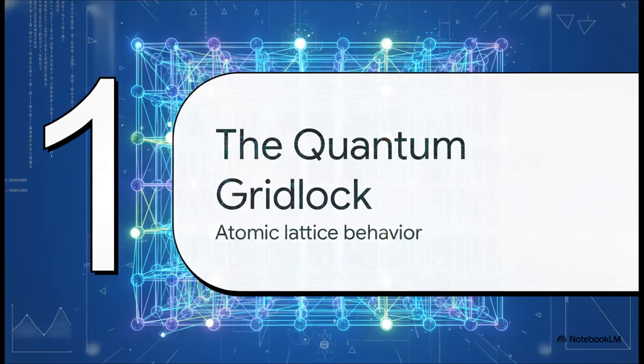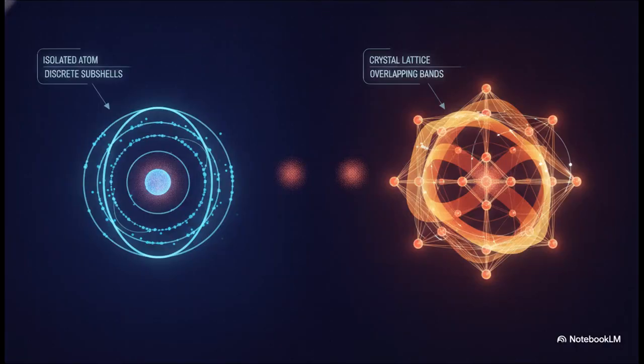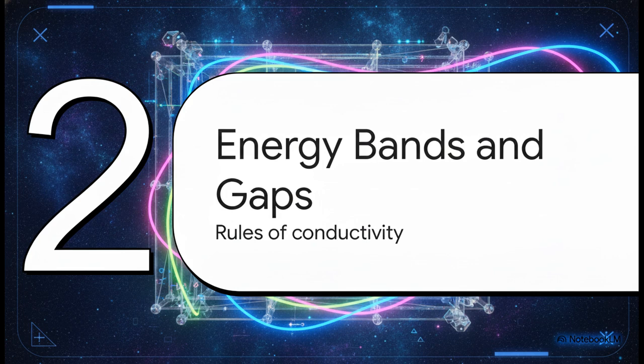All right, part 1, the quantum gridlock. So imagine an isolated, totally neutral copper atom. It stacks its 29 electrons beautifully into discrete, separate subshells. Very orderly, right? But watch what happens when things get crowded. When you bring billions of these atoms together and pack them into a 3D crystal lattice, those individual subshells start overlapping. And that's when the Pauli exclusion principle kicks in. This principle strictly prevents electrons from sharing the exact same quantum state, which effectively forces these atomic levels to merge into something entirely new. Which brings us to part 2.